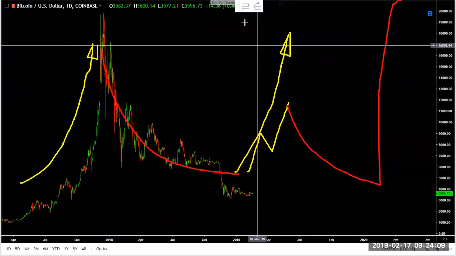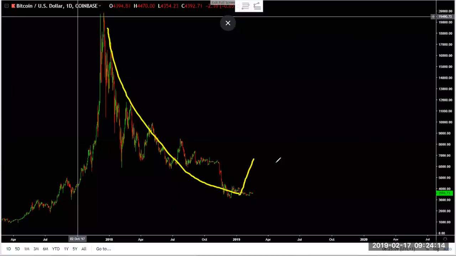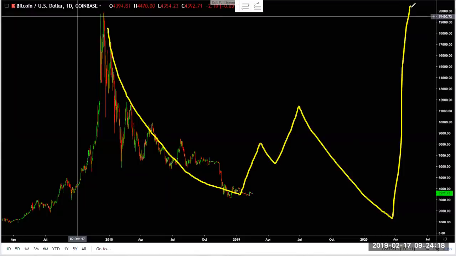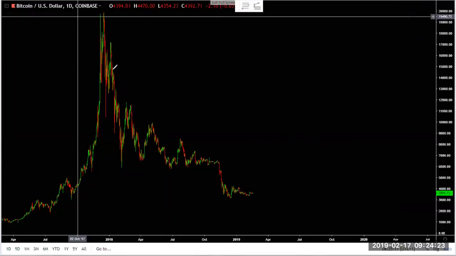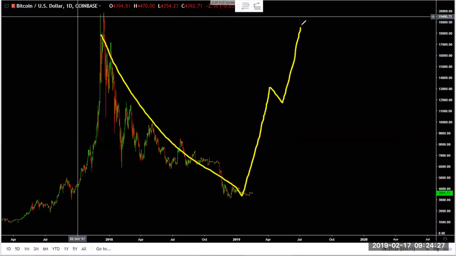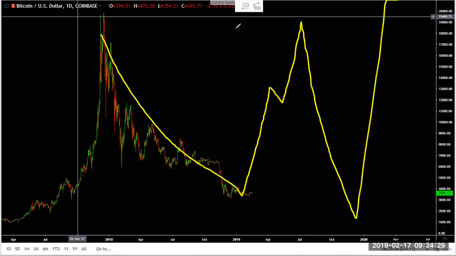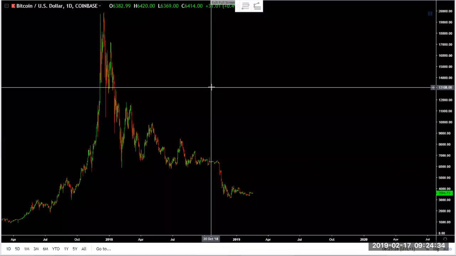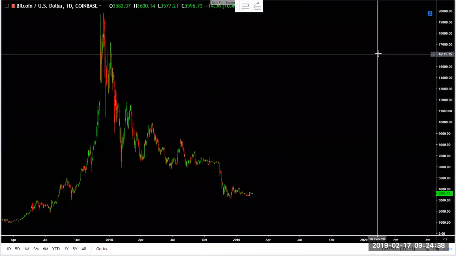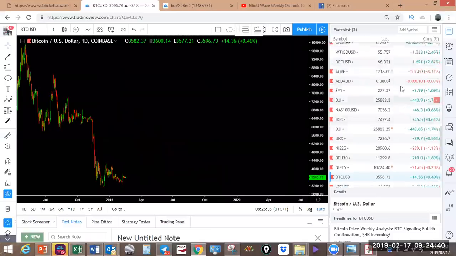Something like this: correction, correction, and then we go. Simple. And if it does that, that's an even better entry. Even this one, correction, this one goes and retests the top, comes back down, and then goes, making a different kind of structure. So it can form any of the corrective structures that Elliott has described. See, this is how you need to understand the Elliott wave theory.